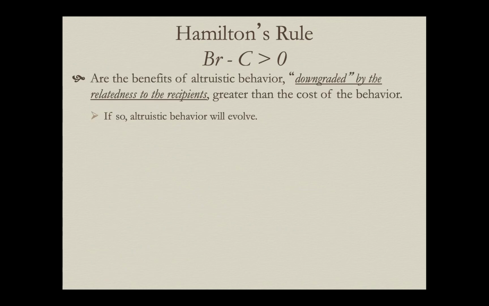So another way of putting it, are the benefits of the altruistic behavior, downgraded by the relatedness to those recipients, greater than the cost of the behavior? And the cost of the behavior in this case is not reproducing on your own. If that's the case, altruistic behavior is your better route to maximizing fitness. So a key issue associated with the evolution of altruistic behavior is the relatedness of the individuals you're helping. So we have to get a good understanding of how you can calculate R, or get a rough understanding at least of what R represents.